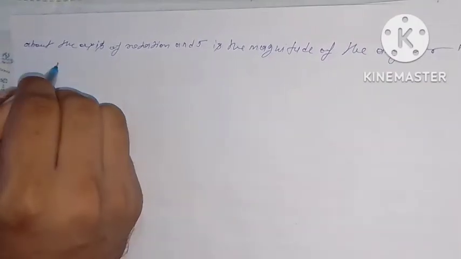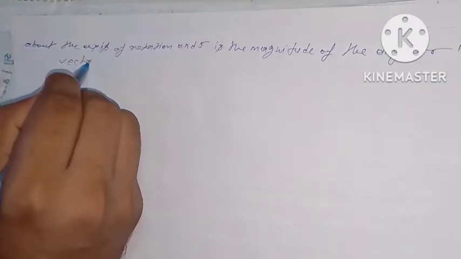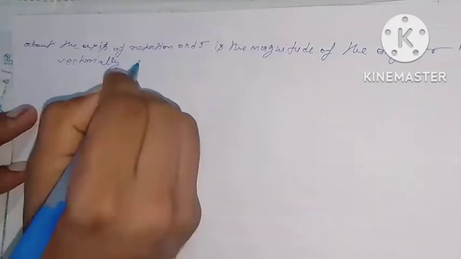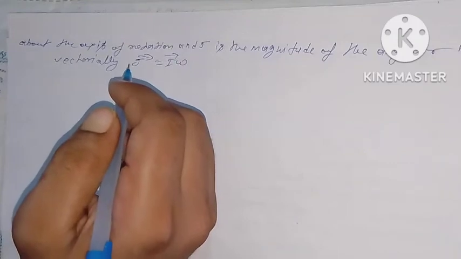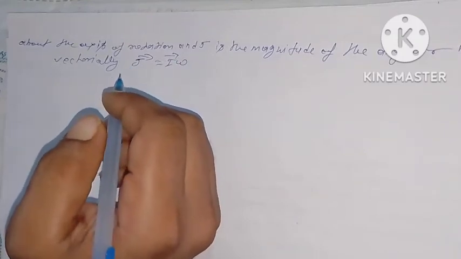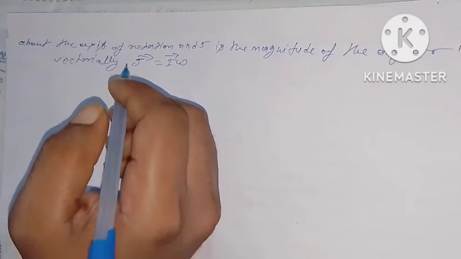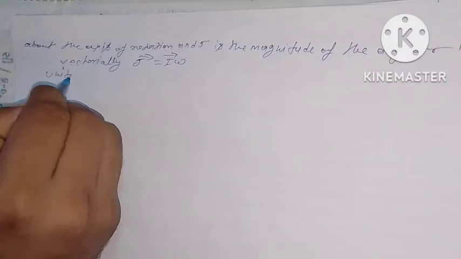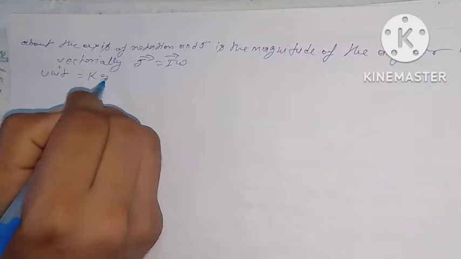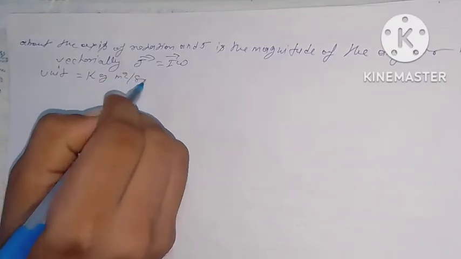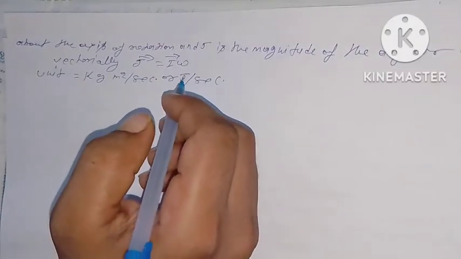Vectorially, vector J equals I omega. Hence the angular momentum of a rigid body is the product of its moment of inertia and angular velocity. The unit of angular momentum is kg meter square per second or joule second.